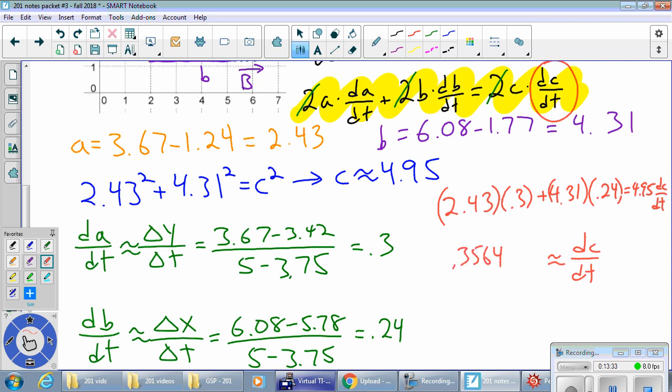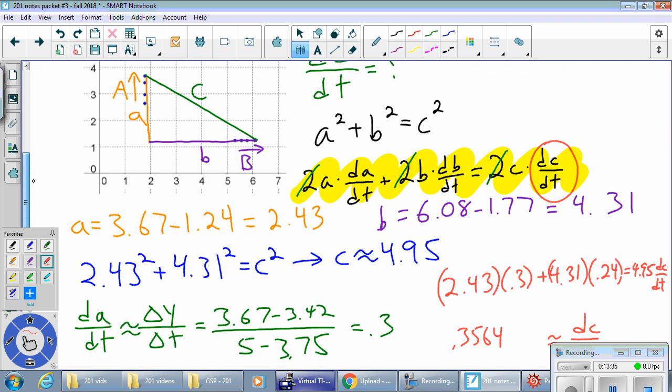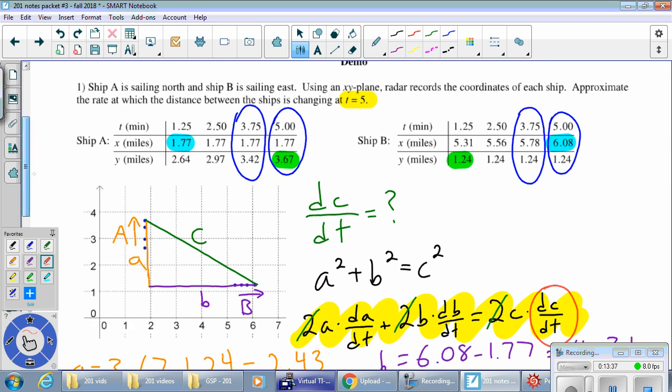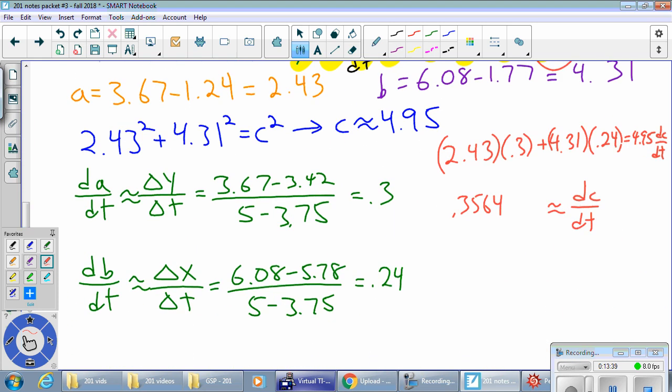And we'll get some units here. So it's C units over T units, miles per minute. So that means the distance between the ships is increasing at around 0.3564 miles per minute at that one time, t equals 5.